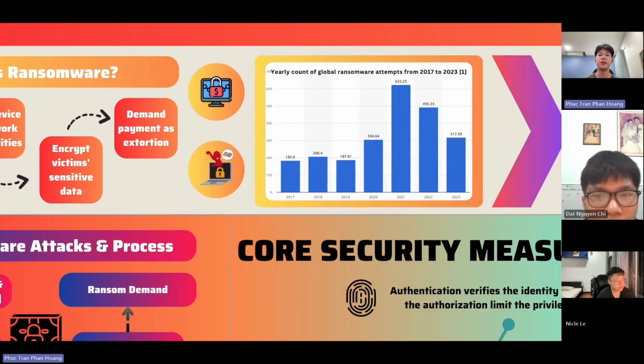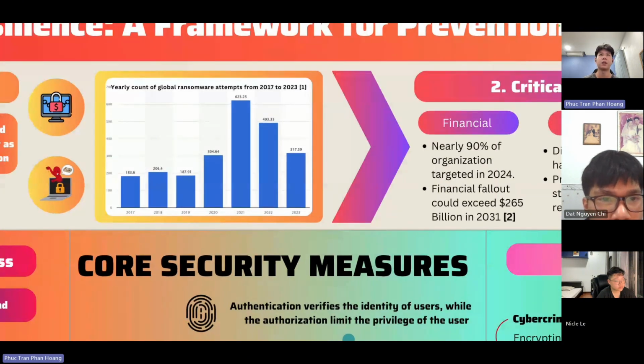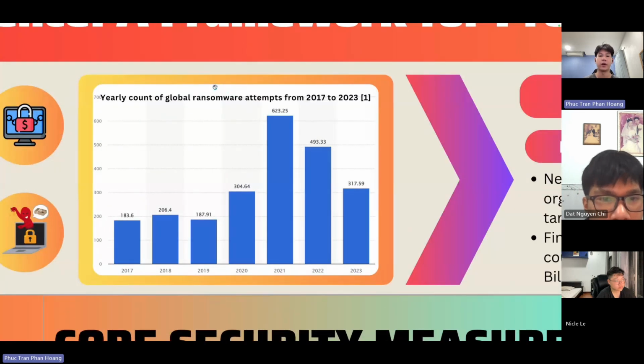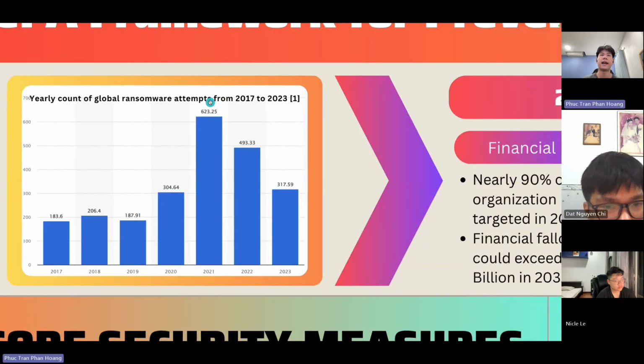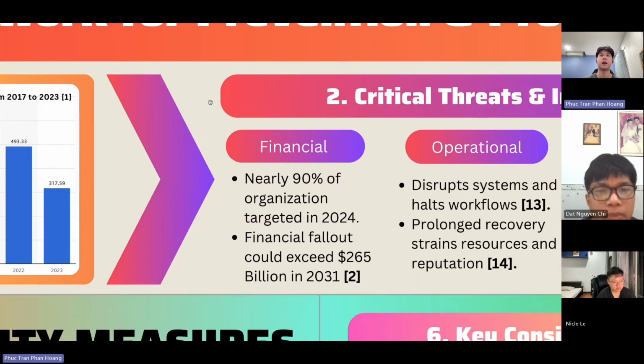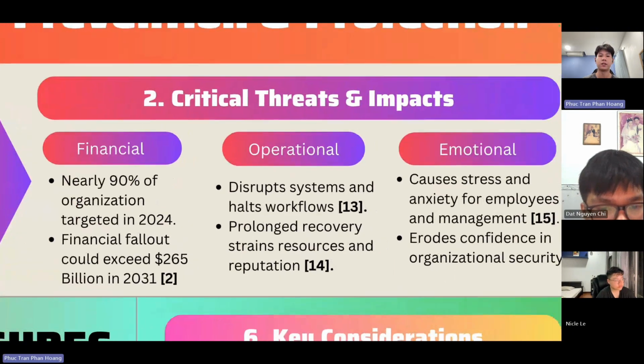Here's a chart for the yearly count of global ransomware attempts from 2017 to 2023. As we can see, ransomware attacks have drastically risen over time. And how does ransomware impact individuals as well as organizations? Let's break down the key impacts of ransomware.